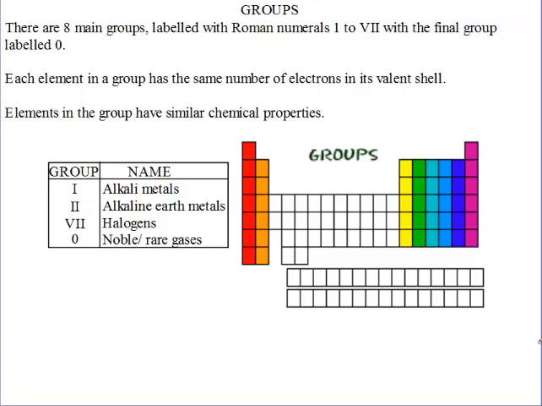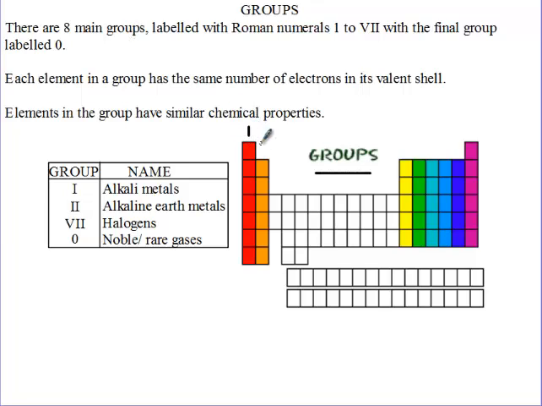Now let's take the structure of the periodic table. When you take the periodic table, you're going to see vertical columns and then horizontal rows. Now the vertical columns are what we call groups. There are 8 main groups. When I say the main groups, I'm talking about the longer ones.